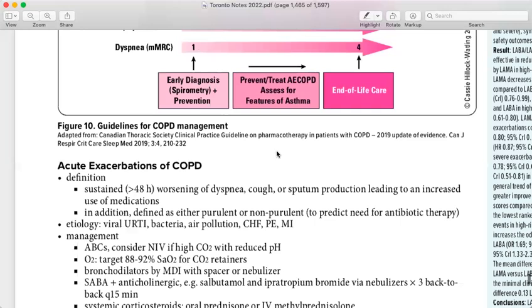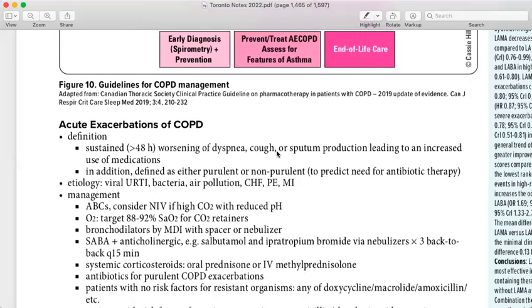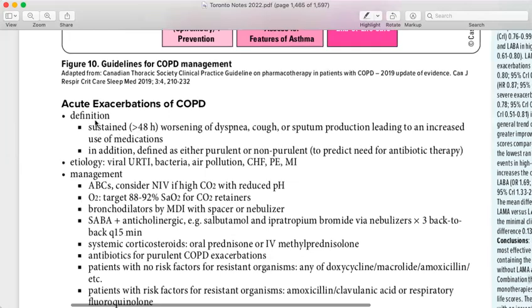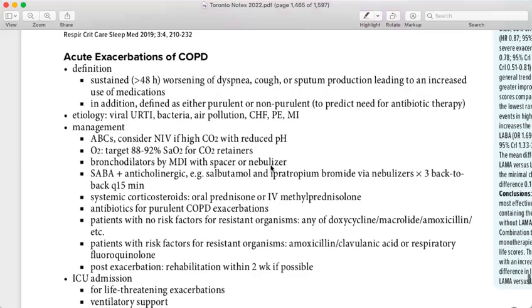Acute exacerbation. Now, this is a condition which presents in an emergency. So you are going to start with the definition, which is basically more than 48 hours has passed with the worsening of dyspnea, cough, and sputum production, leading to an increased use of medication. In addition, purulent or not purulent, both can be present, to predict the need for antibiotic therapy. Viral upper respiratory tract infection, bacteria, air pollution, CHF can lead towards the COPD exacerbation.